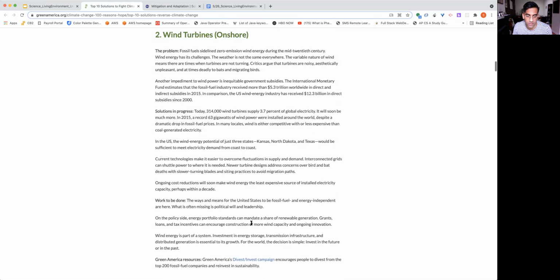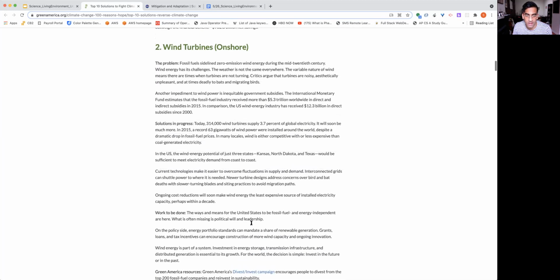And if we look back at the problem again, we want to look for anybody being critical of it. We see that in the first paragraph as well. The weather's not the same everywhere. The variable nature of wind means there are times when the turbines aren't turning, and critics argue that turbines are noisy, they're unpleasant to look at, and they can be deadly to bats and birds.